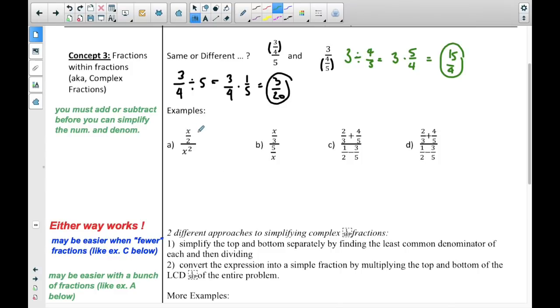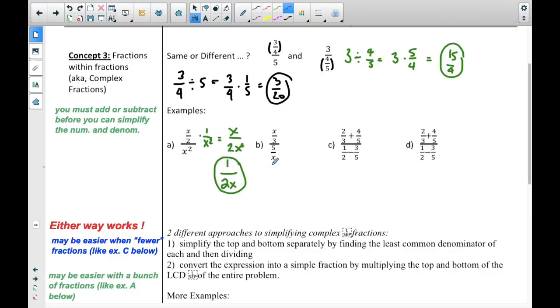So when we get into some examples that have variables in them, we just have to know what we're doing. So once again, we could rewrite this as x/2 divided by x squared. Well, that's the same thing as x/2 times 1/x squared. And so as we multiply straight across, we're going to get x/2x squared. And again, those x's can simplify down, and the answer then in simplified form is 1/2x.